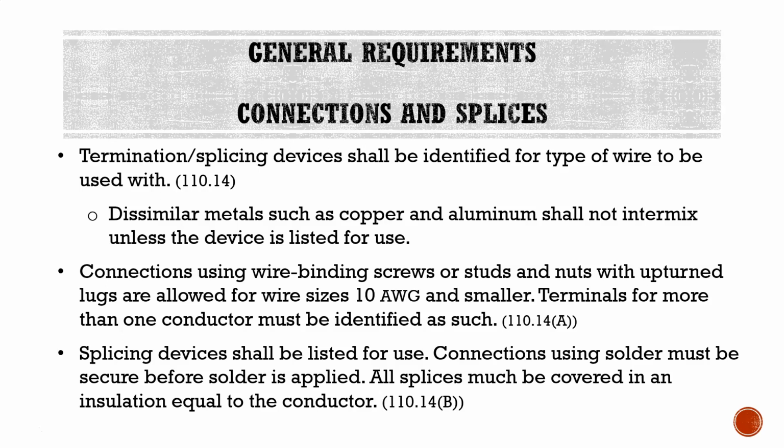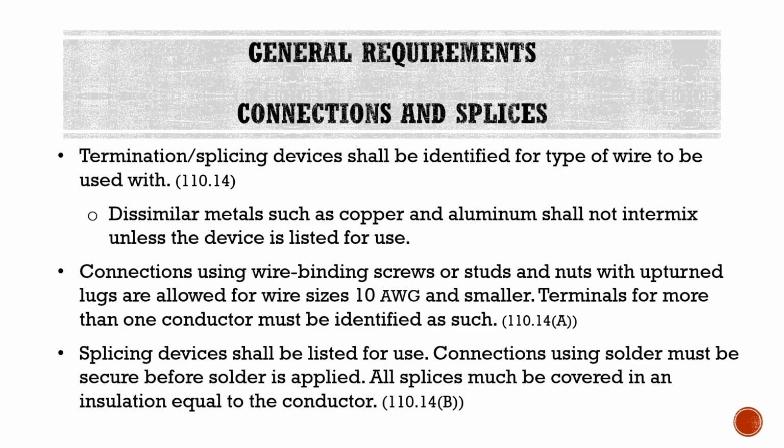I've often seen people make the argument that if they splice in some type of non-conductive enclosure, or it happens to be in an area where a person would not be likely to come in contact with it, that they don't need to insulate that splice, and that would also be a violation of 110.14(B). Another good note about 110.14(B) is the way it's worded: all splices must be covered in insulation equal to the conductor. So that is not equal to the voltage applied to the conductor.